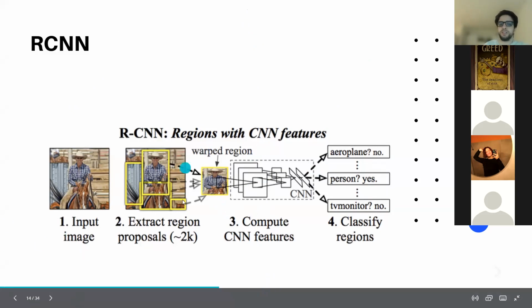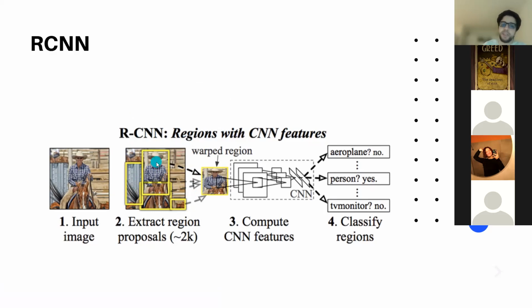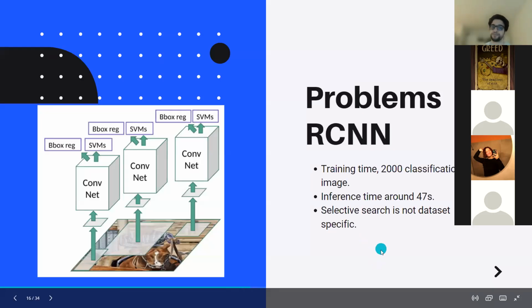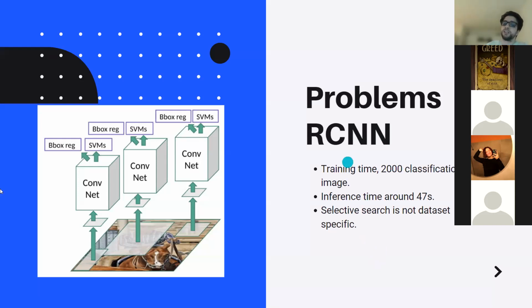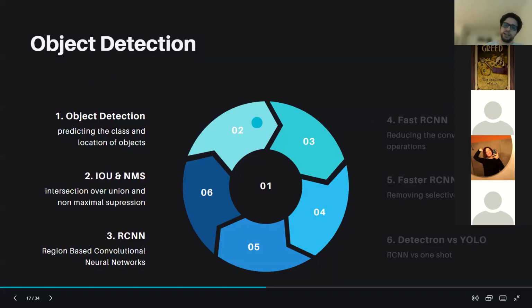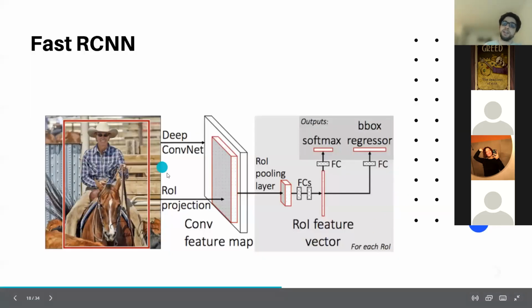The RCNN model is a very basic algorithm, and it starts with extracting region proposals, or regions of interest, using the selective search algorithm, and then every single region is sent through the CNN for classification and bounding box regression. There are so many problems with this algorithm since it's very basic, and some of them are the training time and the inference time, which are too high. And the most important one is that selective search is not dataset specific, meaning there's no learning in the extraction of region proposals, and that's never a good thing, right?